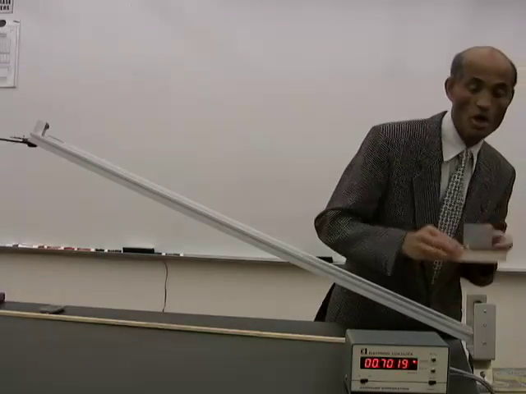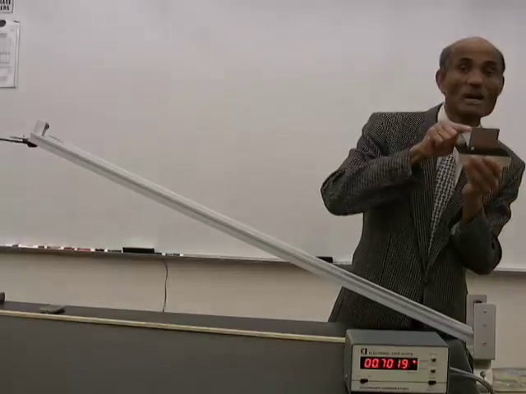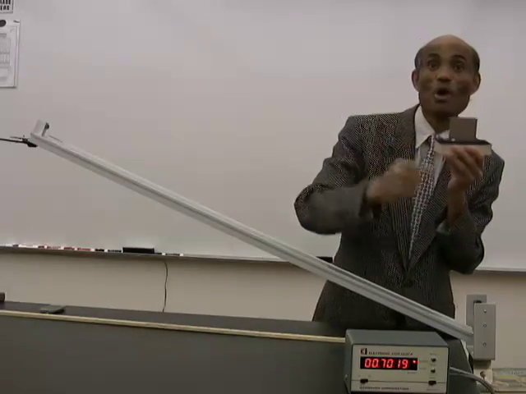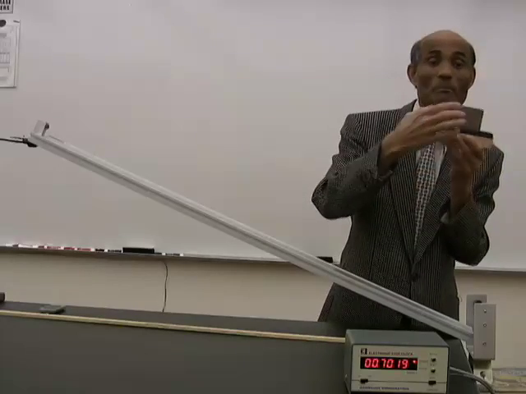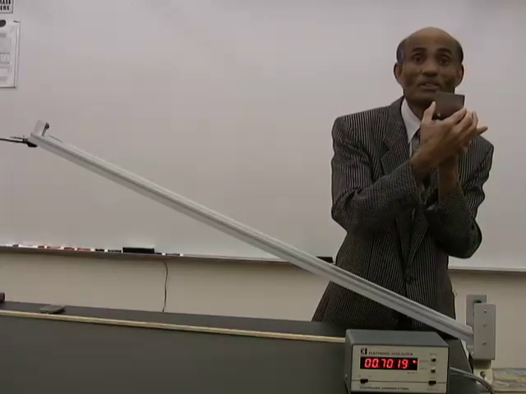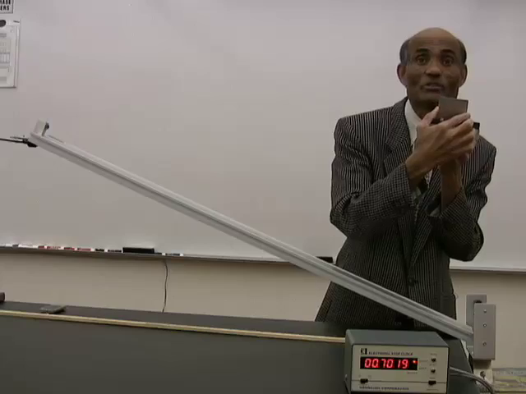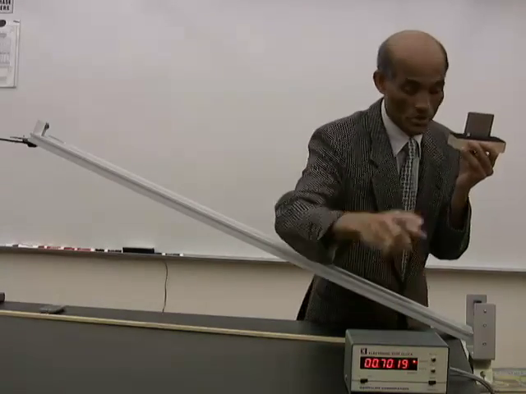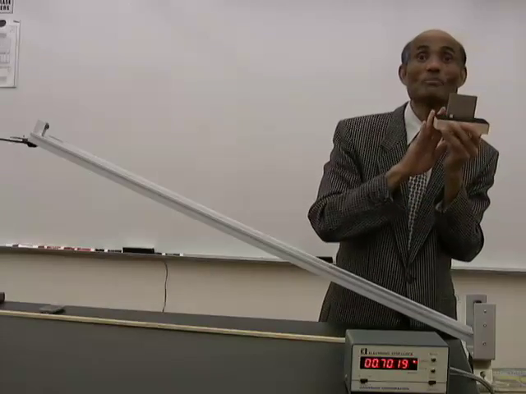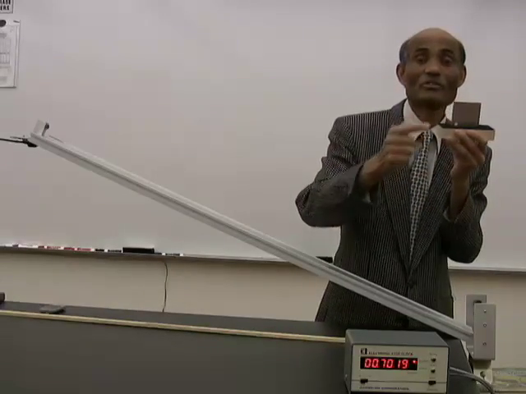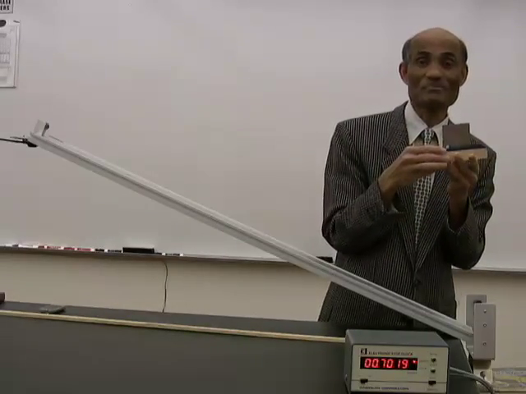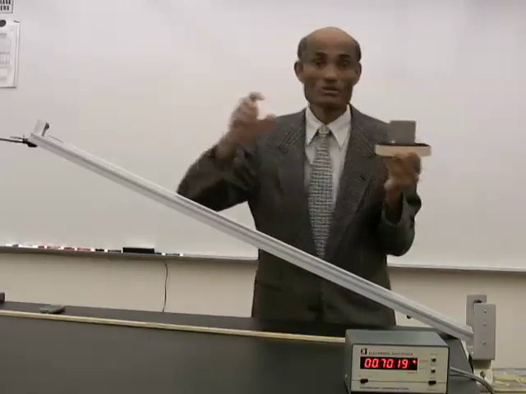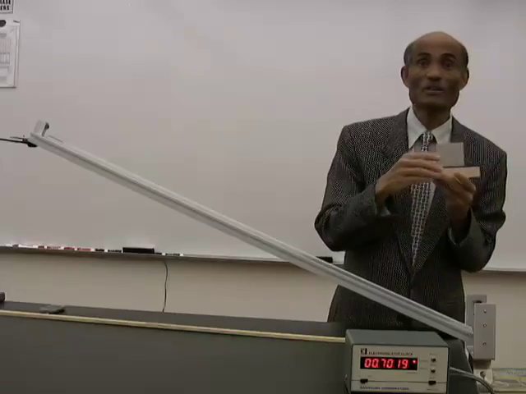Now what the clock has read is the time duration for this length to block the light. That means if you know this width, I'm going to call it delta x, and knowing the time, you can calculate the speed of this by delta x divided by delta t. Alright, so you will know the potential energy, you will know the kinetic energy.